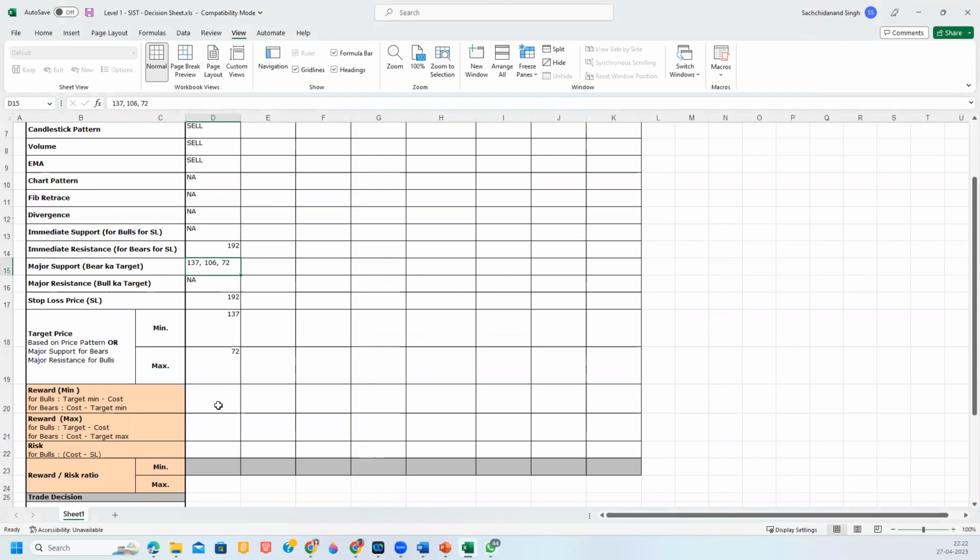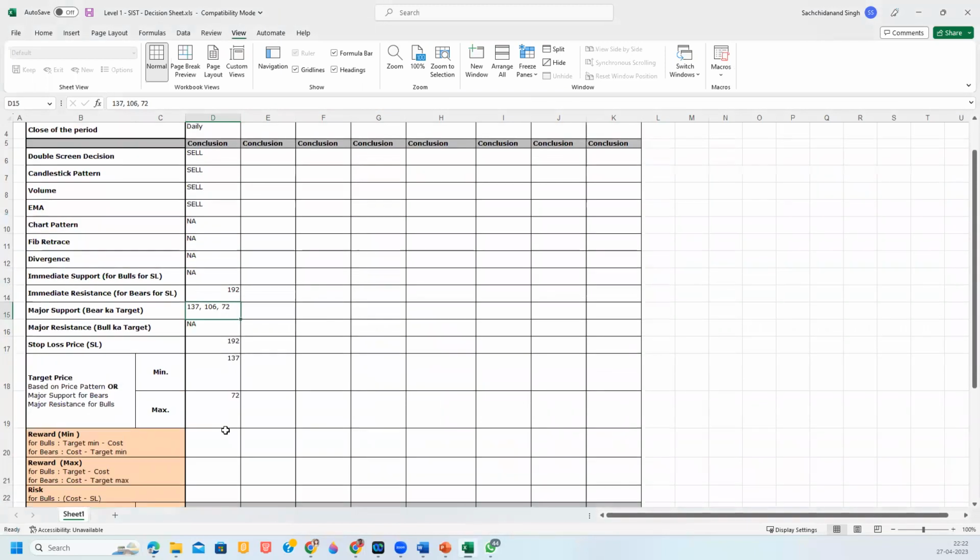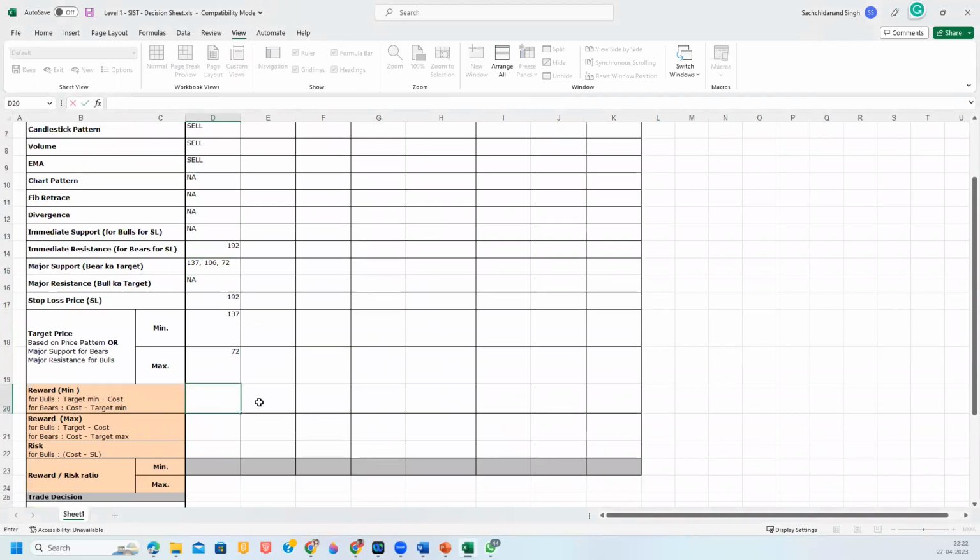Similarly, we need to calculate the reward and risk also. So what would the minimum reward be? Based on the selling point, which is 192, minus the minimum target, we are getting 55. And the maximum reward could be the price point at which we sold minus the maximum target, that is the T3 target, which is 72. Something wrong.